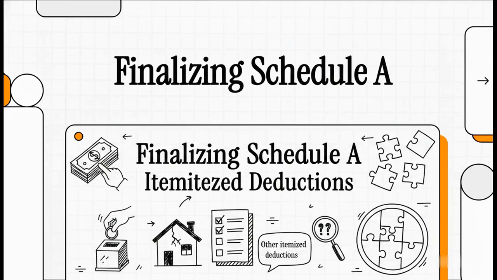Previously, we tackled the first three heavy hitters of Schedule A: medical expenses, state and local taxes, and mortgage interest. Today, we are putting the final pieces of this giant puzzle together. This explainer covers the last three categories you need to know about: gifts to charity, casualty and theft losses, and other itemized deductions. By the end of this session, we will have completely filled in the full Schedule A picture.